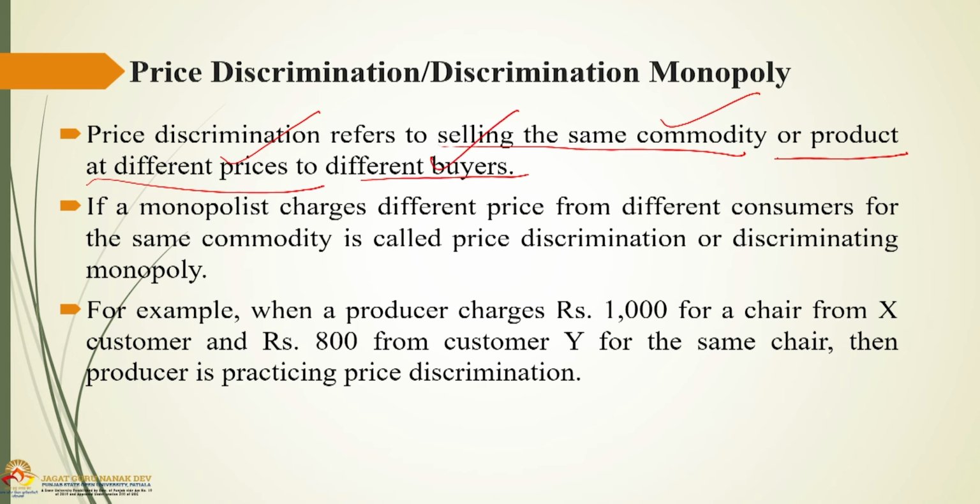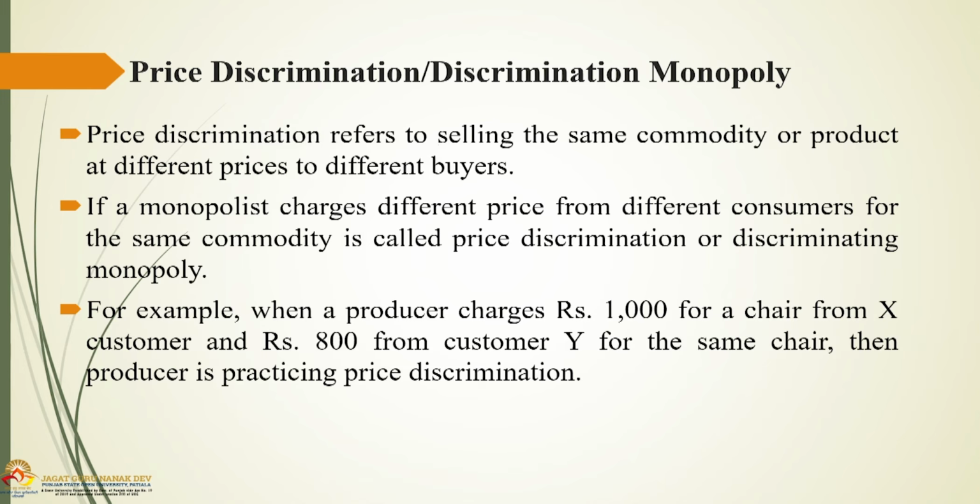So when a seller is selling the same product at different prices to different consumers or different buyers, then this situation is known as price discrimination or discriminating monopoly. This is possible only when there is a single seller, that is monopoly, and a large number of buyers, and there is no close substitute of the product available in the market. So if a monopolist charges different prices from different consumers for the same commodity, then it is called price discrimination.